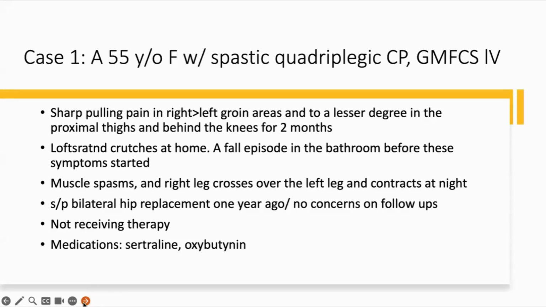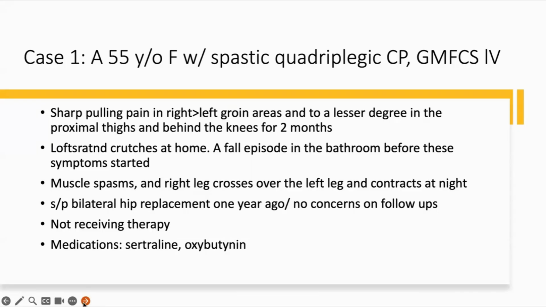So I review cases, and the cases are different, and it could help also with learning what the reasons are and how it should be treated. The first one is a 55-year-old with spastic quad CP GMFCS4, referred to us by ortho with a sharp pulling pain in right more than left groin areas and lesser degree in the proximal thighs and behind the knees for 2 months. She's GMFCS4 and uses a walker and crutches at home for very limited mobility.